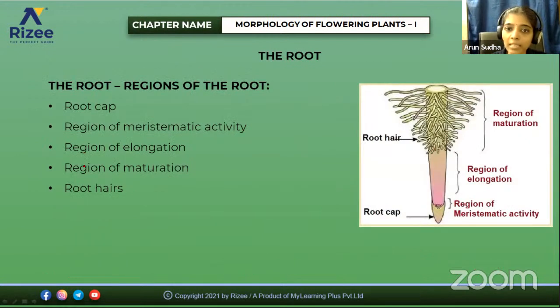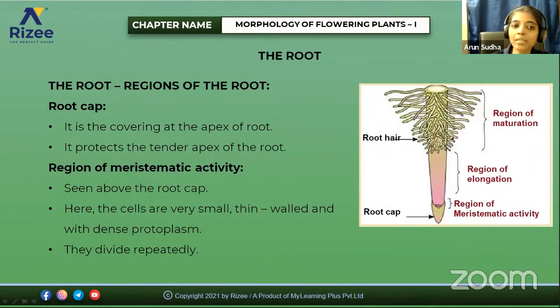Now we'll see in detail about the different regions of the root. If you take the structure of the root, there are different regions like the root cap, which is the tip area. Above the root cap is the region of meristematic activity. Then there occurs a region of elongation. The length of the root is determined by this region of elongation. Then root hairs, and region of maturation. So these are the different regions of the root.